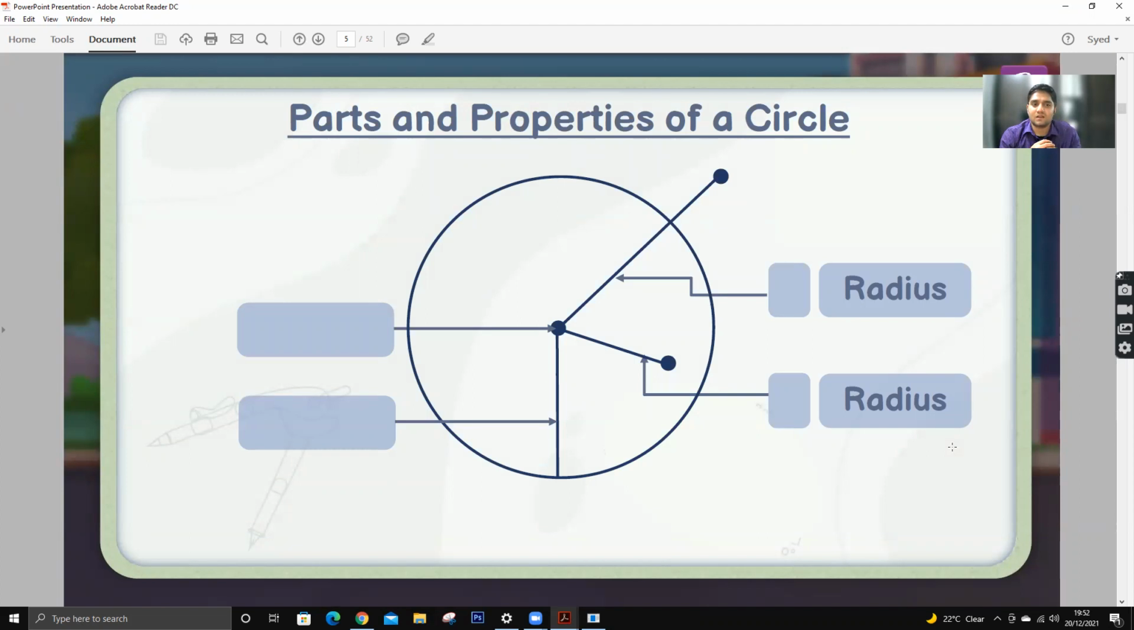Next, look at this, parts and properties of a circle. As you can see here, a circle is nothing but a set of points on a plane which is equidistant from a fixed point. Look at the fixed point, that is nothing but the center of the circle. From the center to the circumference is called the radius of the circle. I hope you all have heard about the radius, right?